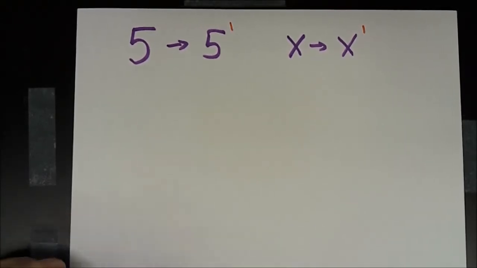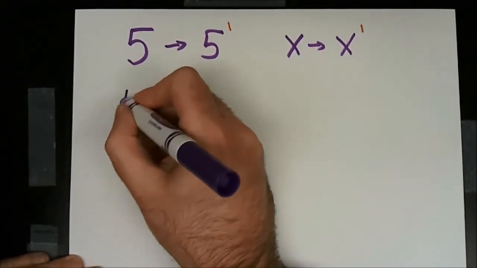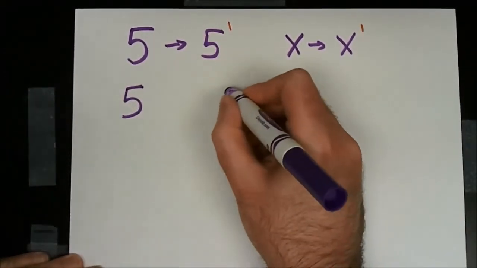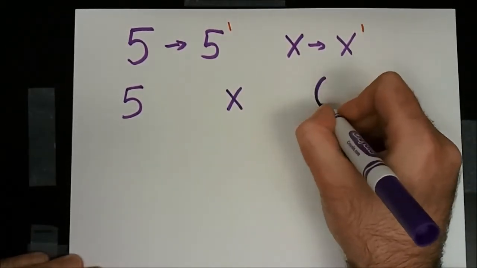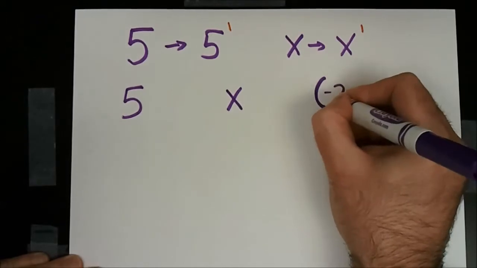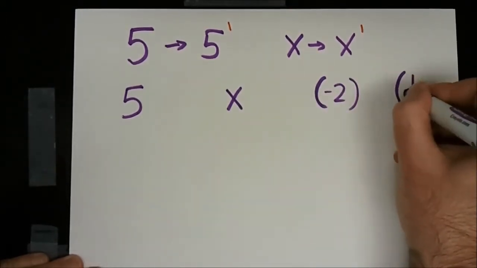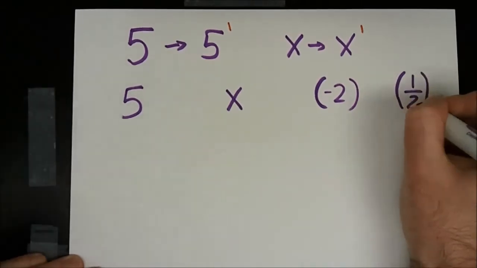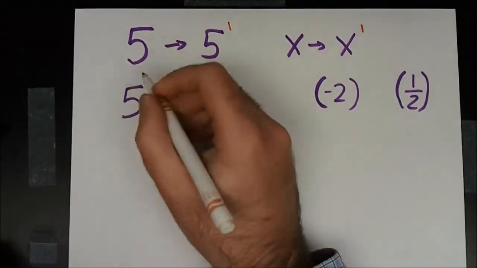Second interesting case, taking anything to the 0 power. So I'm going to use the 5 here. I'm going to use the x here. I'm going to use a negative 2 here. And I'm going to use the 1/2. Pretty much most of our examples, I guess. And I'm going to take them all up to 0 power.